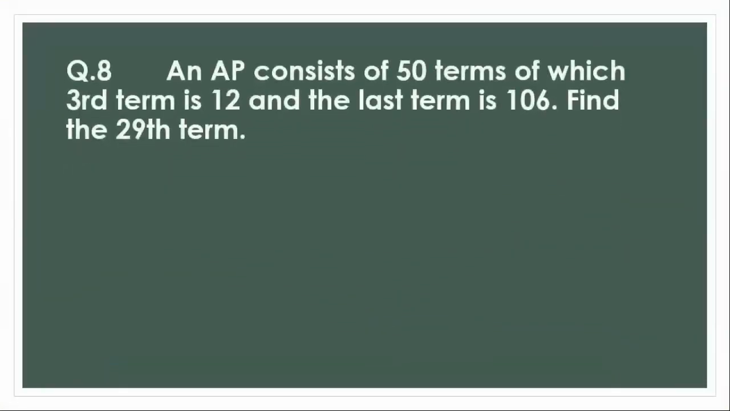This 8th question is the same as yesterday's 7th question. An AP consists of 50 terms, of which the third term is 12 and the last term is 106. Find the 29th term. First write what is given in the question. The third term is given, so A3 is A plus 2D. Write it down in your book.